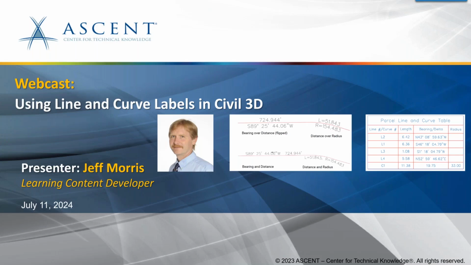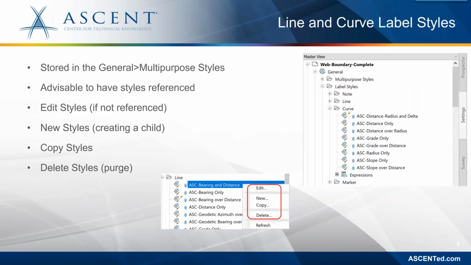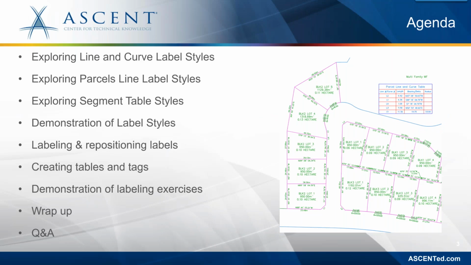Looking at using line and curve labels in Civil 3D. What we'll be going over today is we'll start off by exploring various line and curve label styles, and then we'll be looking at parcel line label styles. There's a bit of a difference between them and regular lines, so we'll be looking at those differences. And we'll be exploring the table styles for the segments of the lines and curves.